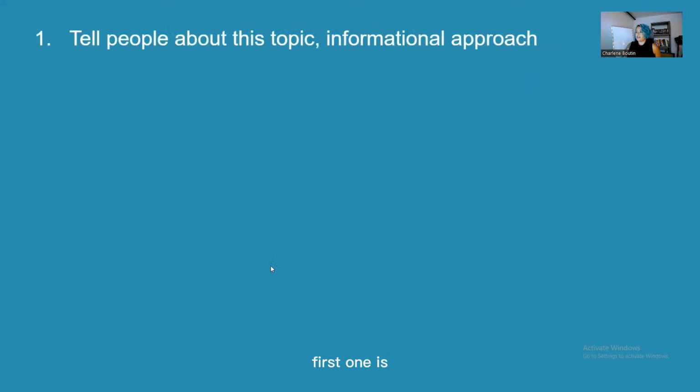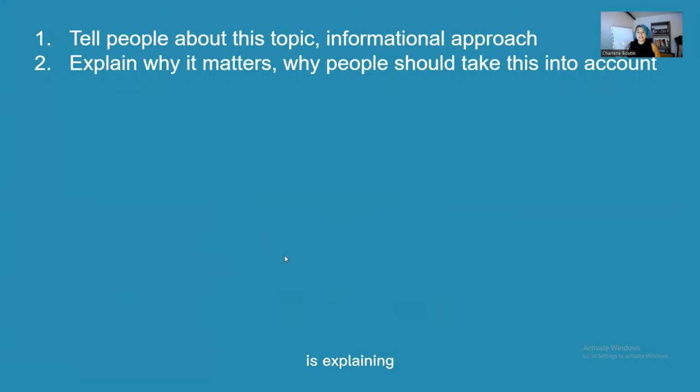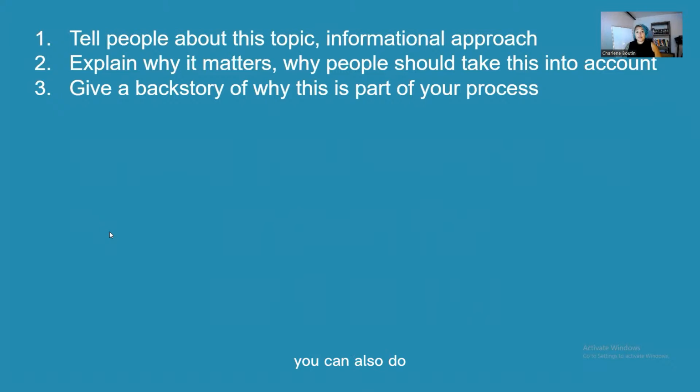So the first one is to tell people about this topic, in an informational approach. This can be a more informational piece of content to let them know that, okay, this thing exists. The second is explaining why that thing matters in the first place, why people should take it into account when they're trying to do whatever it is that you do for people or teach people to do. Then you can also do a backstory of why this is an important part of your process.